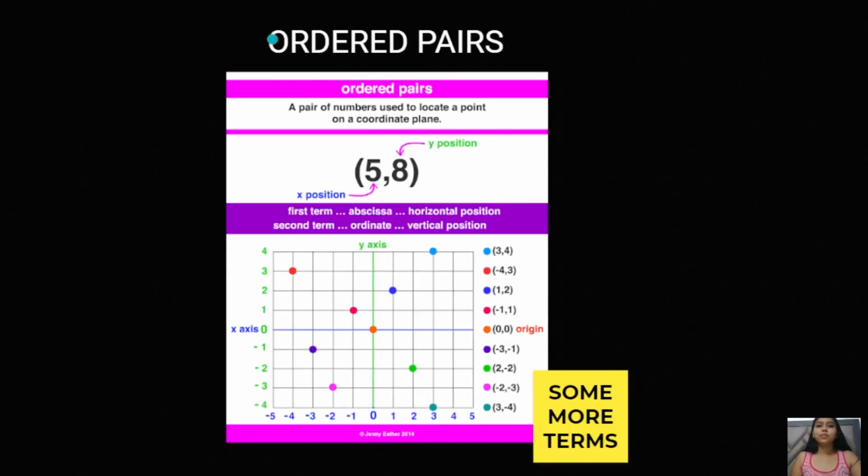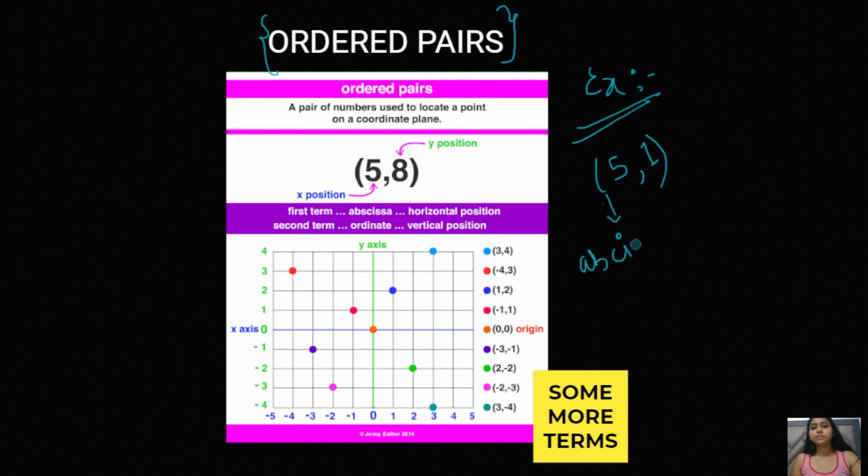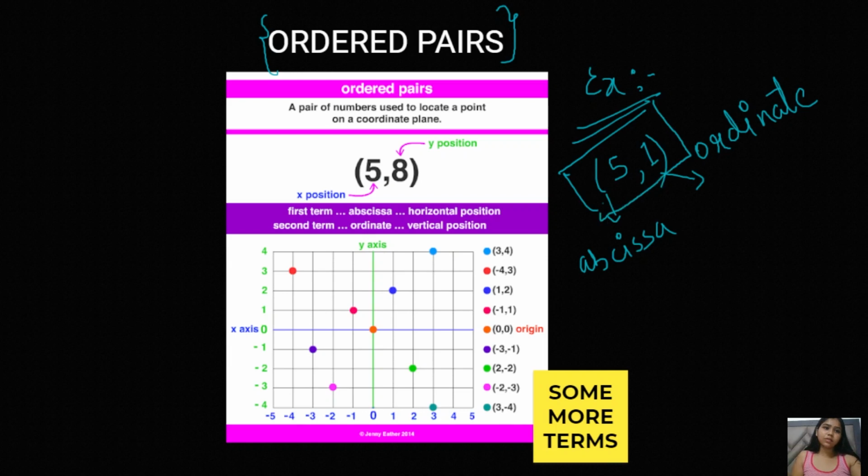Now the next important term is ordered pairs. For example, as I already told you in the previous slide, I am taking (5, 1) as an example, where 5 is the abscissa and 1 is the ordinate, right? This is what I have already told you in the last slide. This whole thing with the brackets is what we call the ordered pair.